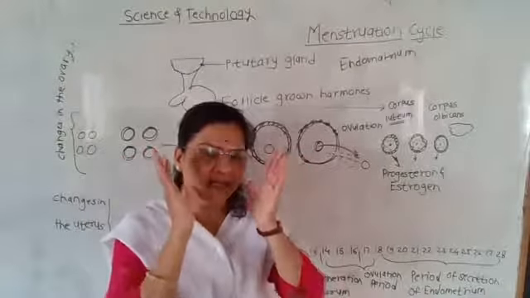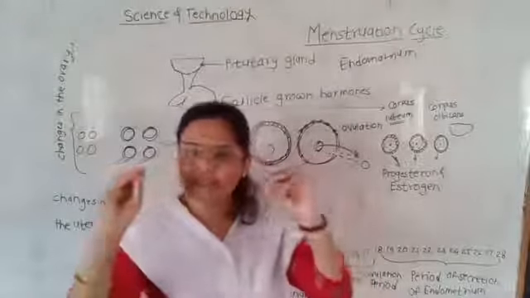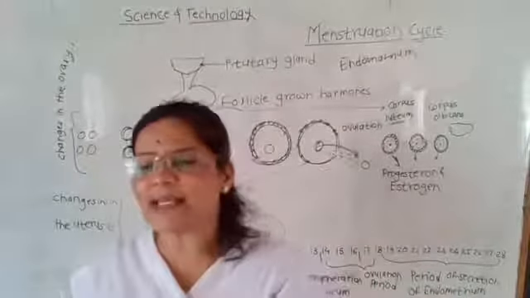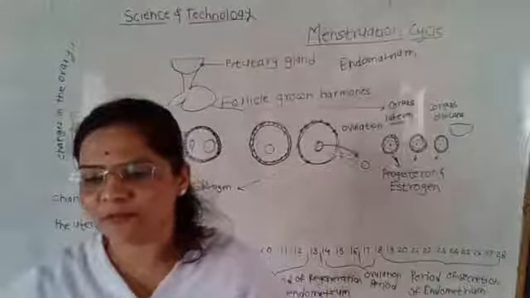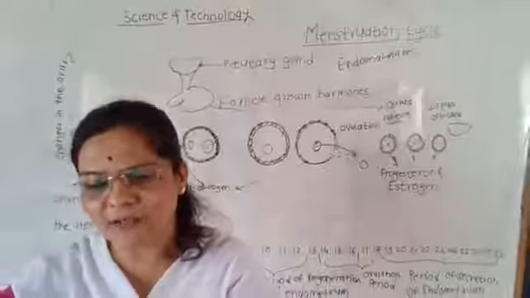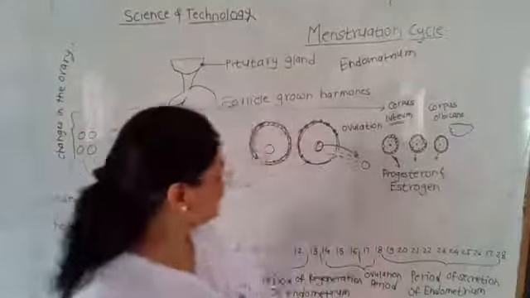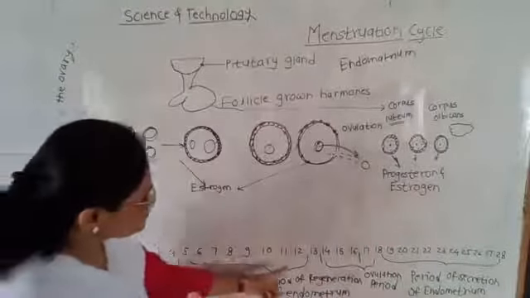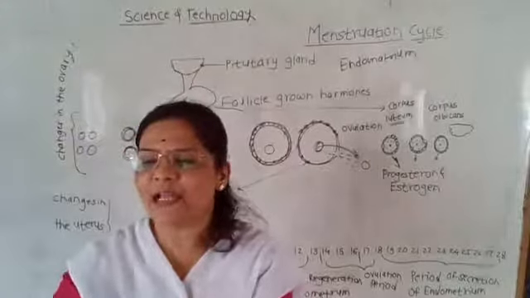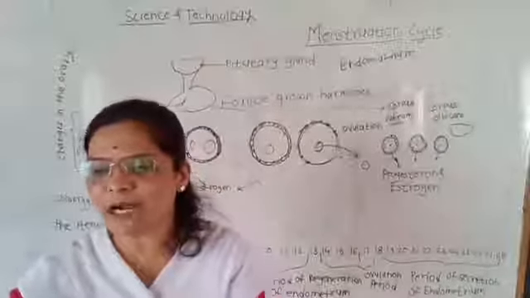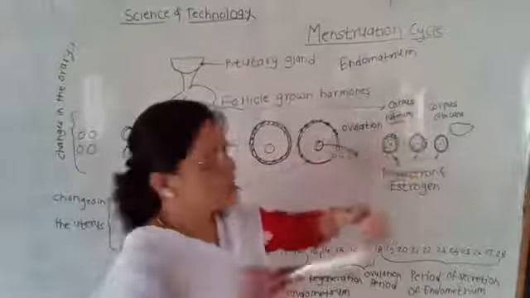After marriage, whenever there is a chance of pregnancy, the menstruation cycle temporarily stops. Why does the menstruation cycle stop? A question may arise in your mind: why does the menstruation cycle stop if the oocyte is not fertilized within 24 hours? Students, whenever the oocyte is not fertilized within 24 hours, the corpus luteum becomes inactive. Look at the diagram. I have shown the corpus luteum.